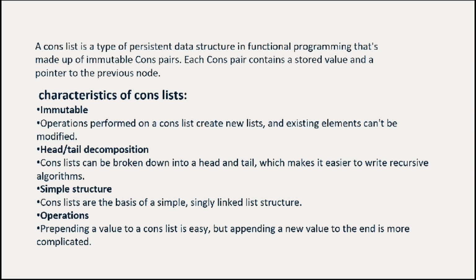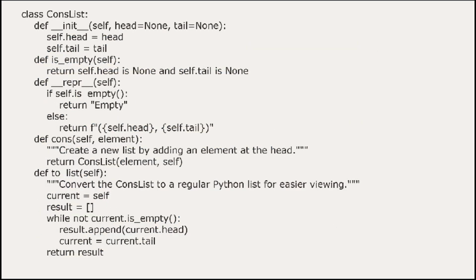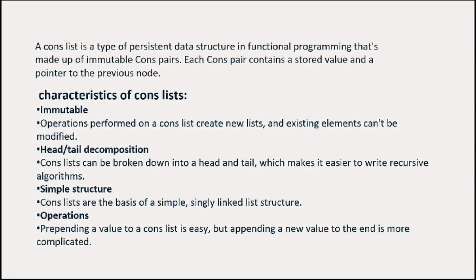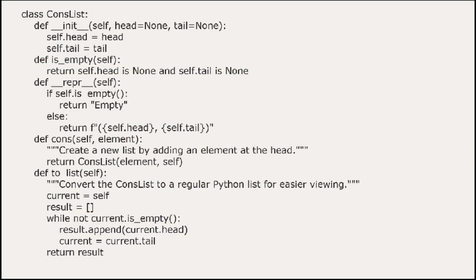It's also a type of linked list that contains head and tail and null also. Null is nil. Nil means no element in the list. Another operation: prepending a value to the cons list is easy, but appending a new value to the end is more complicated. Next, we can see Python code for creating a cons list.